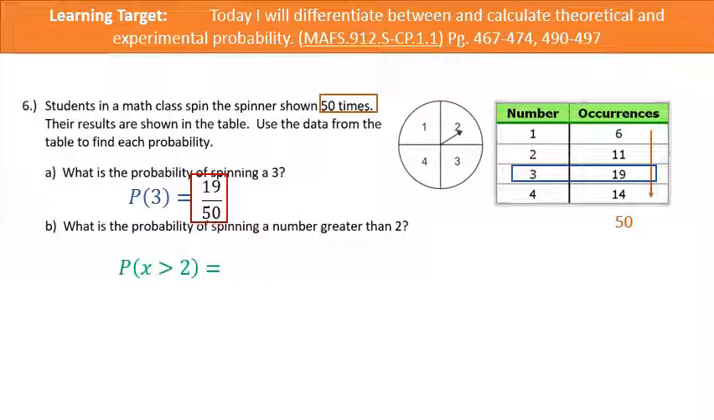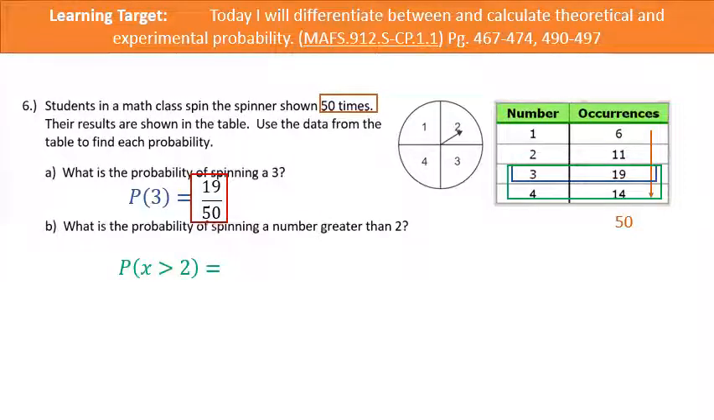Now, what numbers on the spinner are greater than 2? 3 and 4. You need to be careful not to use the actual number 2. This didn't say greater than or equal to 2. It just said greater than 2. So we have to be looking at the outcomes of 3 and 4, and that's it.